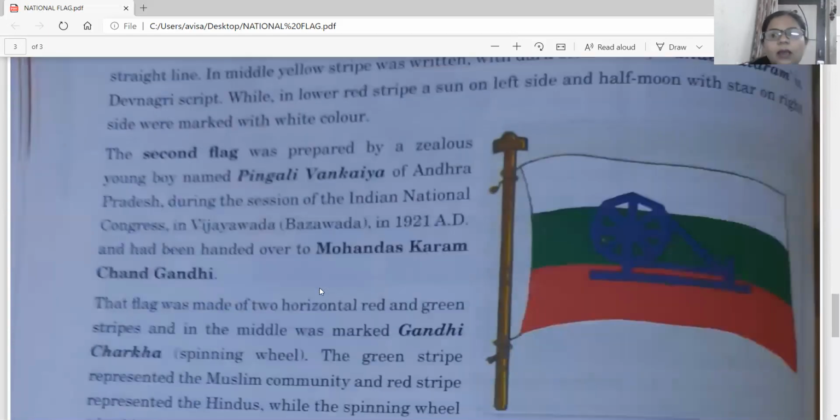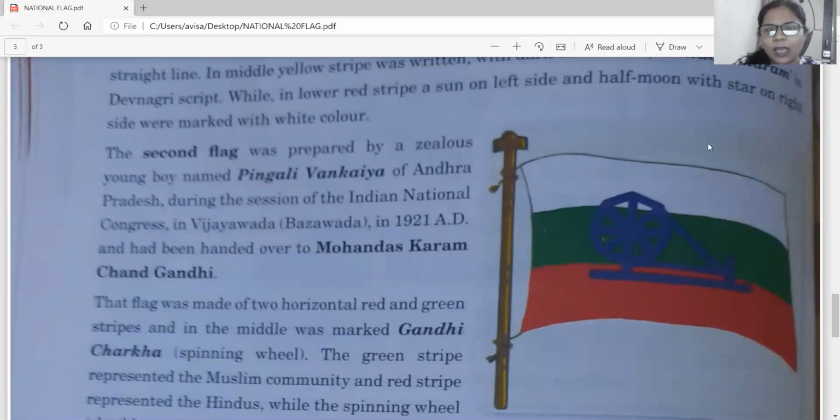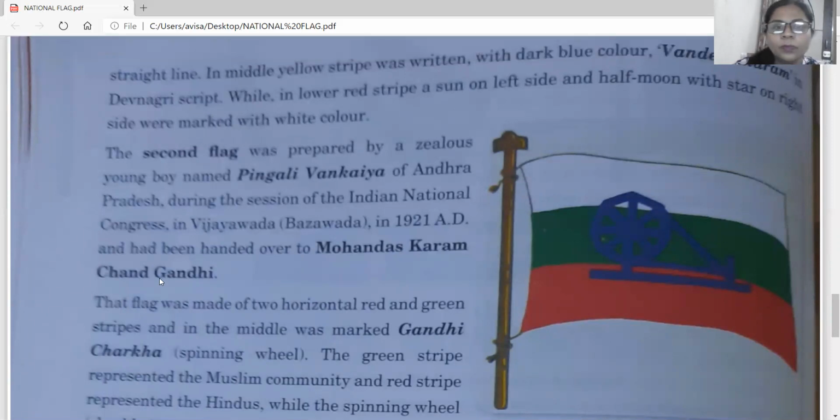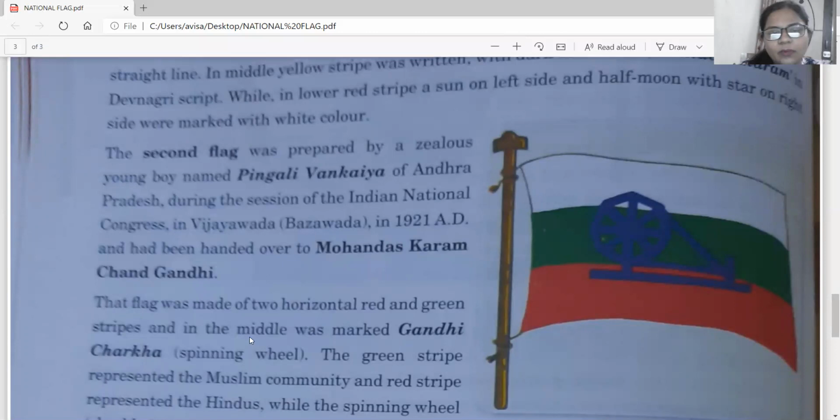This is the second flag that he made, of Andhra Pradesh, during the session of the Indian National Congress in Vijayawada, Bezwada, in 1921 AD, and it was handed over to Mohandas Karamchand Gandhi. Mohandas Karamchand Gandhi came back to India in 1915, so he also did some kind of movement, some satyagraha, and he became famous. And after that, in 1920, that boy gave him the Indian national flag. That flag was made up of 2 horizontal red and green stripes, and in the middle was marked the Gandhi Chakra, the spinning wheel.